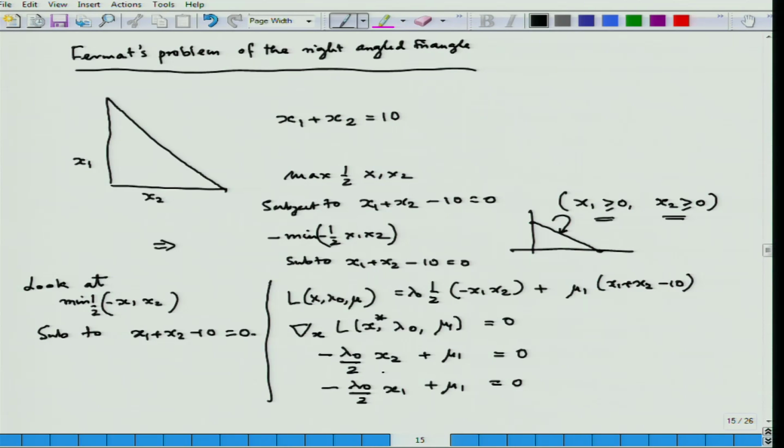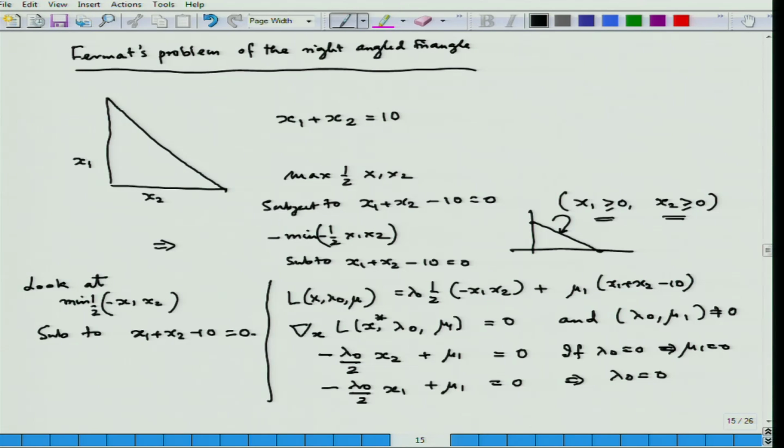Now, see how it always comes out from the problem condition that lambda naught cannot be 0. So, this is not a pathological problem with one element in the feasible set, this is a very natural problem. So, the normal multiplier is the rule. If lambda naught equals 0, it implies that mu 1 equals 0, which cannot be true because here we should always have this condition from the John conditions.